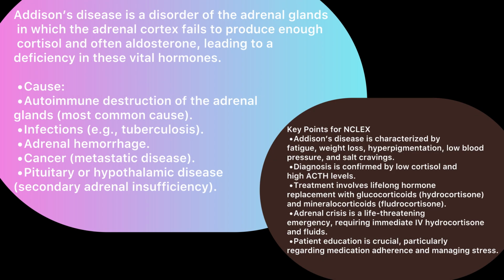Now here we go for the next topic, that is Addison's disease. It's a disorder of the adrenal glands in which the adrenal cortex fails to produce enough cortisol and often aldosterone, leading to deficiency in these vital hormones. The causes are autoimmune destruction of adrenal glands, infection, adrenal hemorrhage, cancer, pituitary or hypothalamic disease.